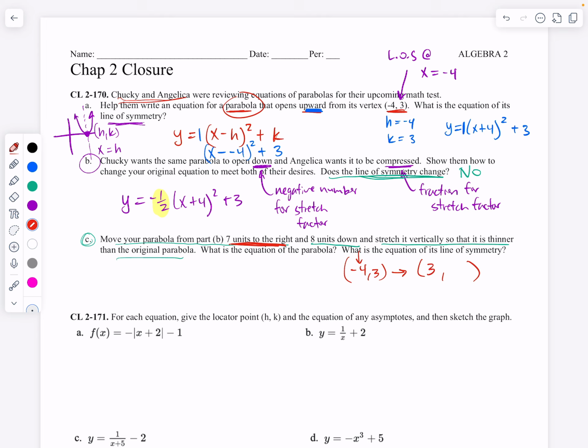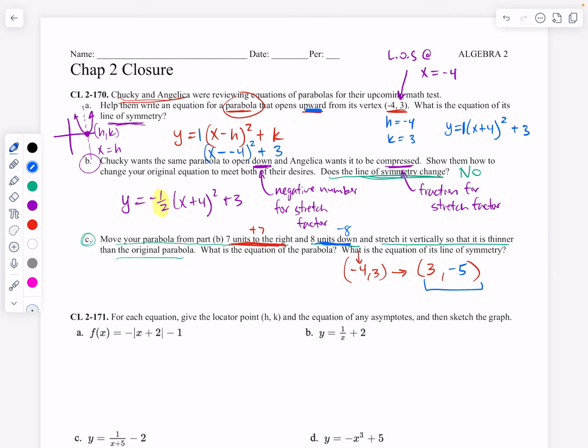Okay, and then I'm going to go 8 units down. So I'm going to subtract 8. So the 7 units to the right means adding 7 to the x coordinate of the locator point. And now I'm going to subtract 8 units from the y coordinate. So 3 minus 8 is -5. So these are the new locator points.